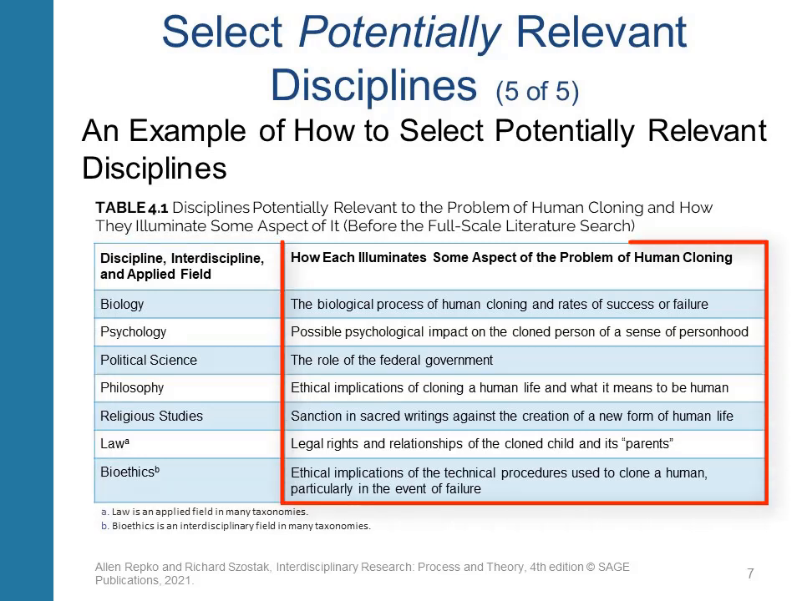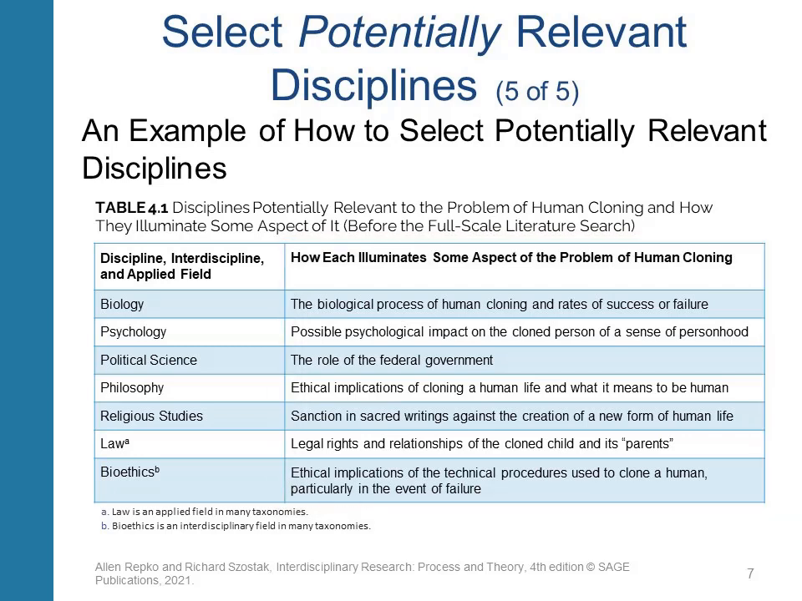Then in the right column, we can see a brief explanation of how each discipline is related to the problem, how each discipline attempts to explain the problem, its causes, its outcomes, prevention, treatment, and so on. In this example, we can see that psychologists might want to examine the psychological impact of being a cloned human. We can continue using a table like this one as we complete Step 3 and the subsequent steps, updating it as we go.